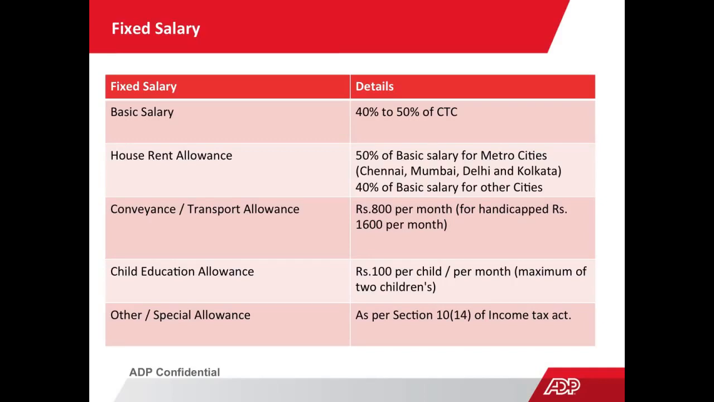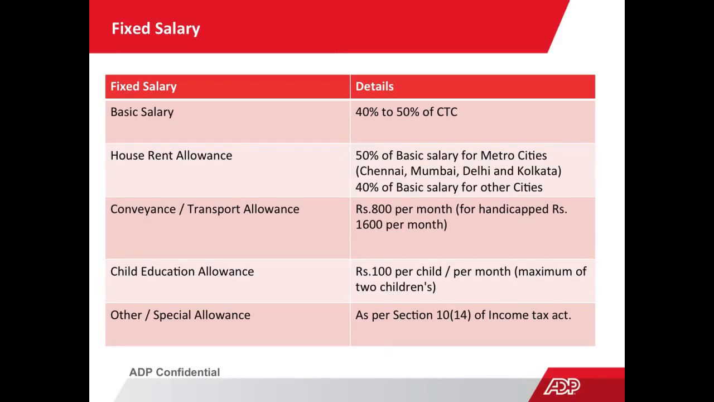Then we have conveyance or transport allowance, which is 800 per month for employees to commute from office to home or home to office. If the same employee is handicapped, then the maximum amount we can provide is 1600 per month. The other one is child education allowance, which is a very small amount, with a maximum limit of 100 per child per month, for a maximum of 2 children.